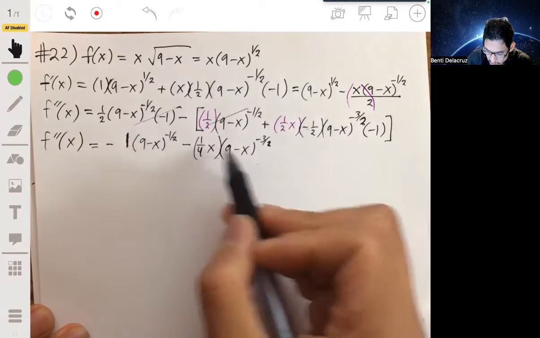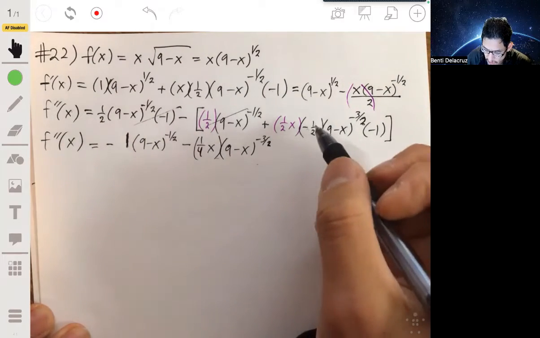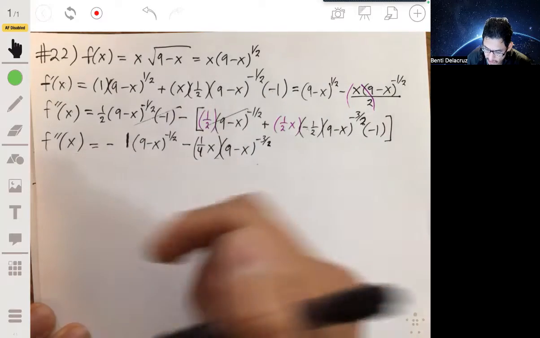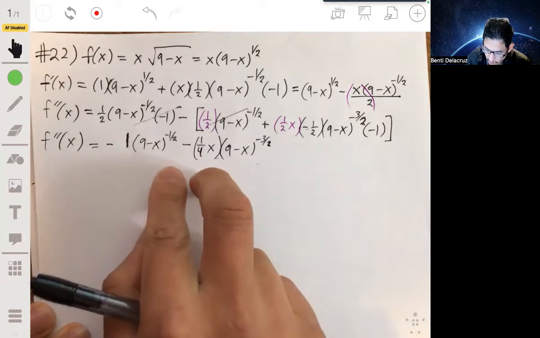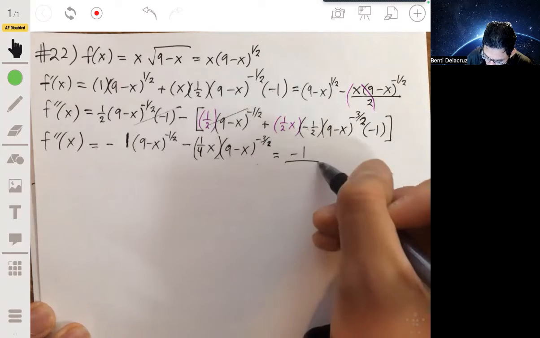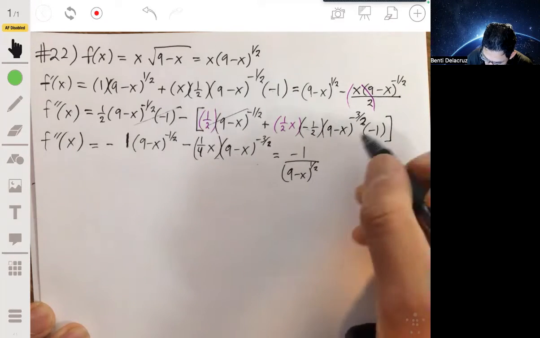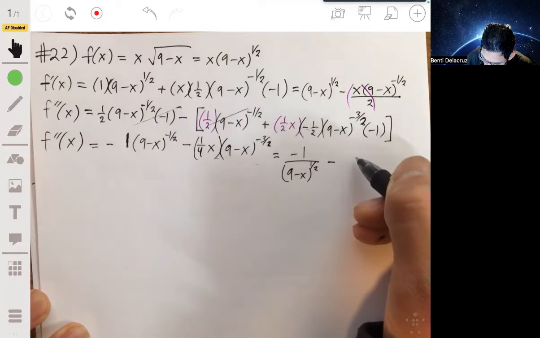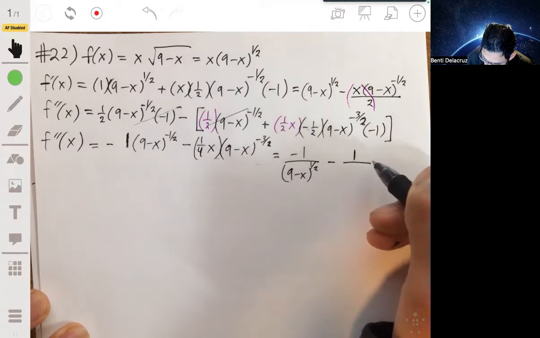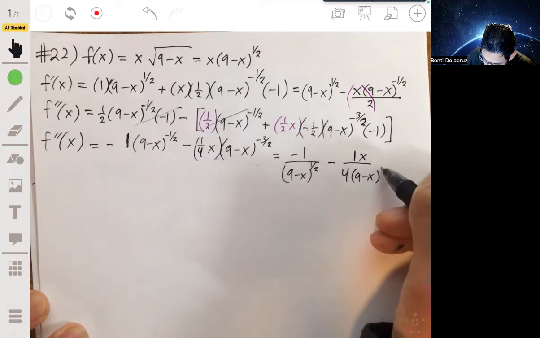Now we want to combine these terms because that'll make it a lot easier to solve for the zeros and undefined values of this equation. So let's make them both have a common denominator. So let's rewrite this as negative 1 over (9 minus x) to the 1/2, minus x over 4 times (9 minus x) to the 3/2.